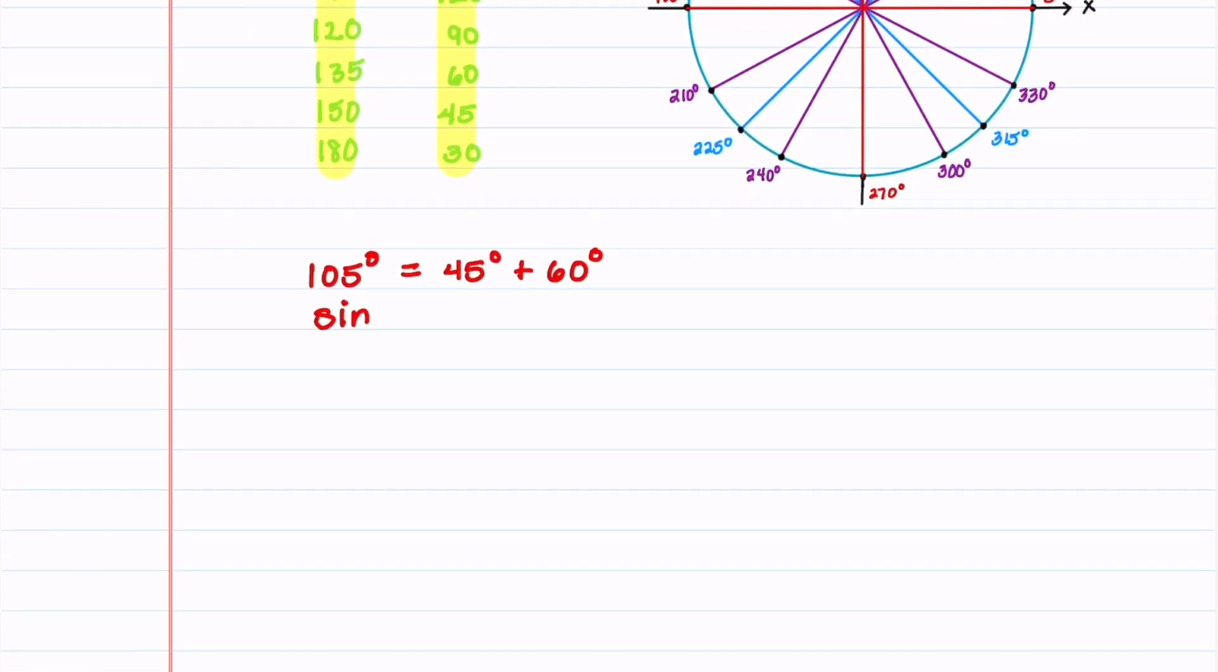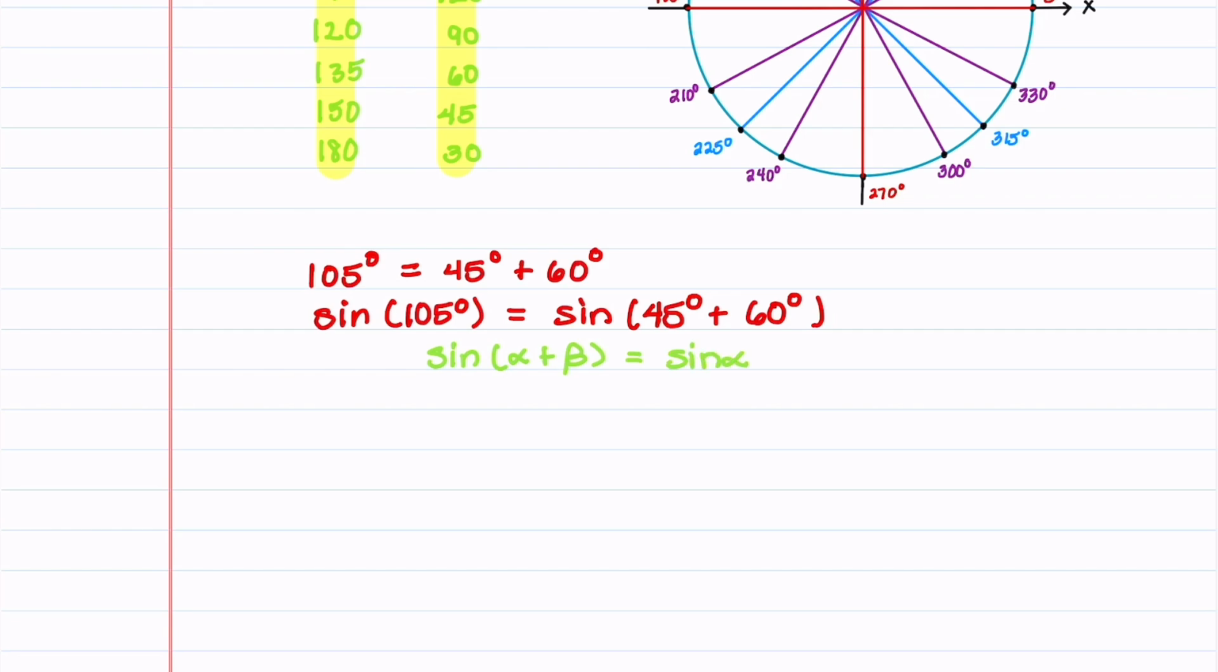The sine of 105 degrees is then equal to the sine of 45 degrees plus 60 degrees. Our sum identity is sine of alpha plus beta is equal to sine alpha cosine beta. See how the terms are different? And then the sine stays the same, so it's plus cosine alpha sine beta. We'll let alpha be 45 degrees, and we'll let beta be 60 degrees.